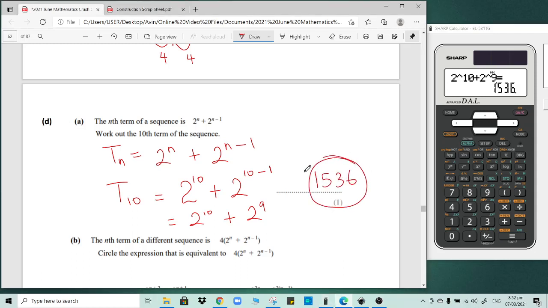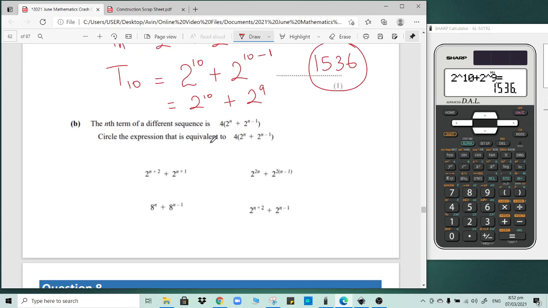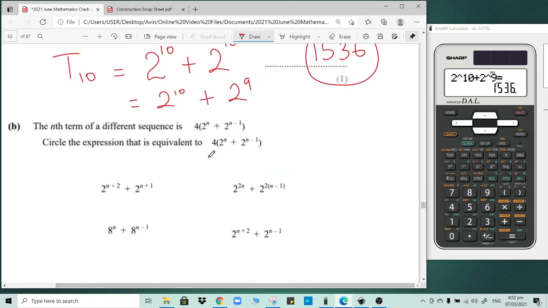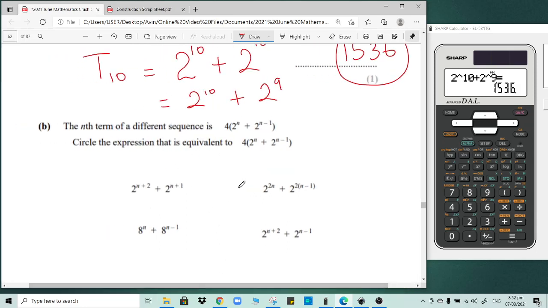Alright, so that's our answer for D. As simple as that. This one here, the nth term of a different sequence is this. So let me zoom in here a little bit. Right. So it's 4 (2^n + 2^(n-1)). They want you to circle the expression that's equal to this. Now this is really an indices question in disguise.